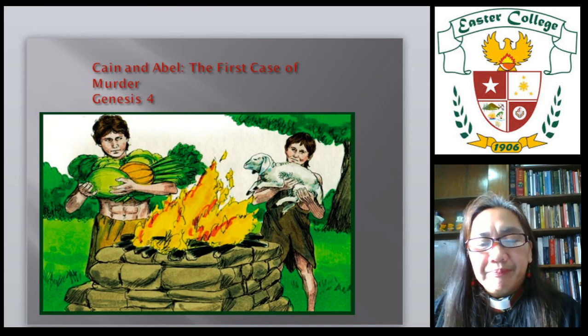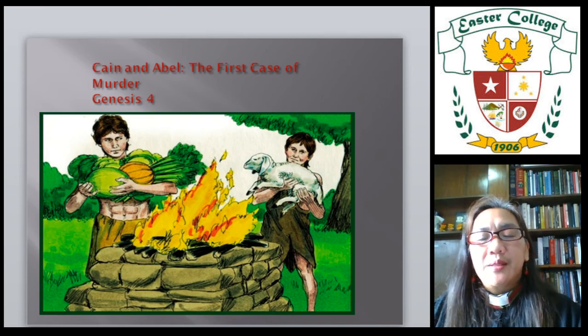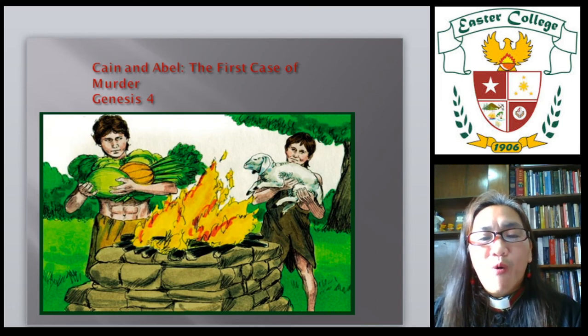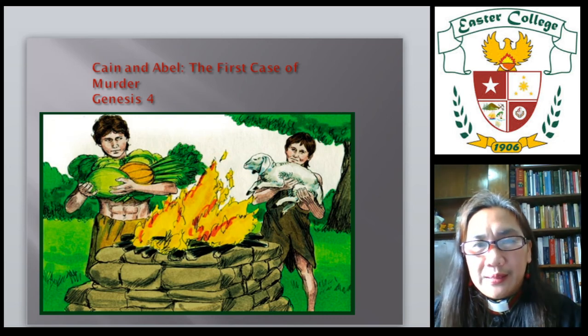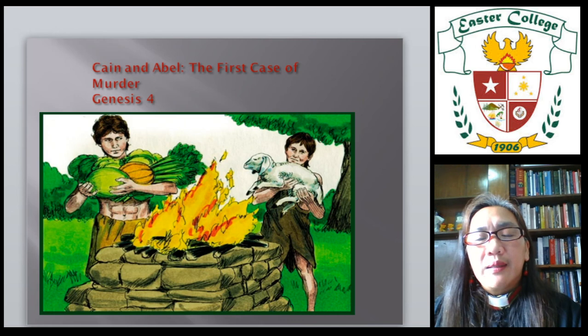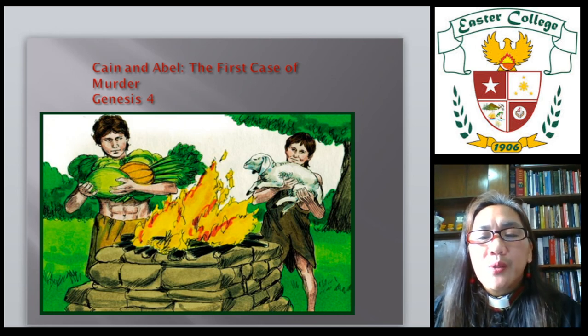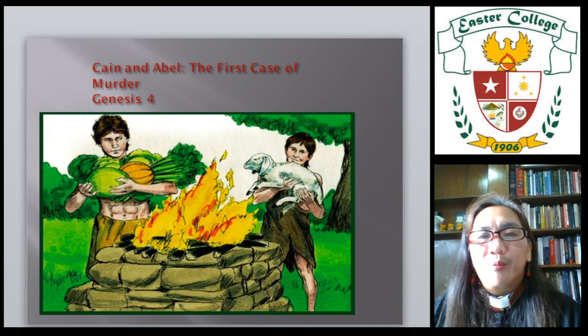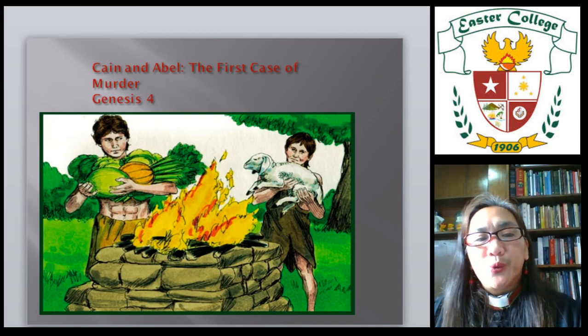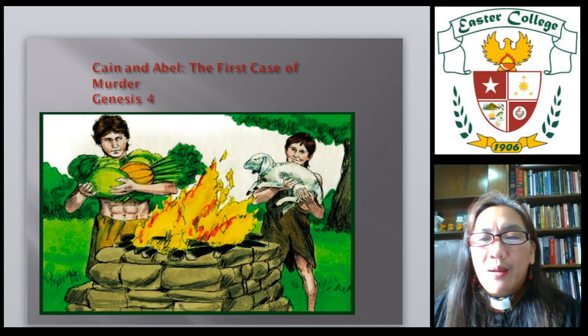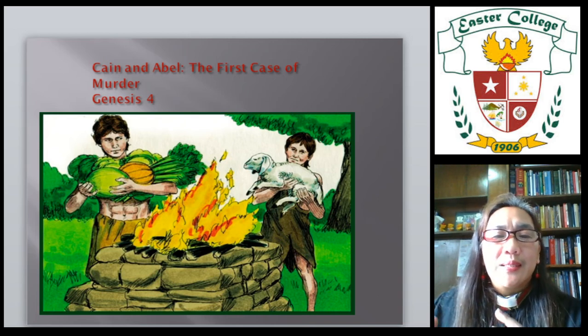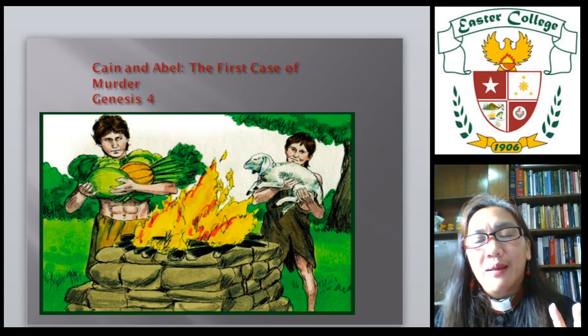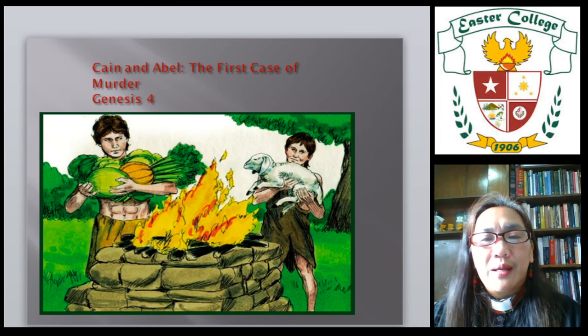So, ang explanation dyan is when the firstborn Cain offered his first fruits, hindi nagdiretso yung usok sa taas. So, na-interpret niya na it's God is not pleased with him. So, but when the younger brother Abel offered yung kanyang first born animal, dire-diretso yung usok. So, parang yun. So, jealousy. And you will find this in the narrative.